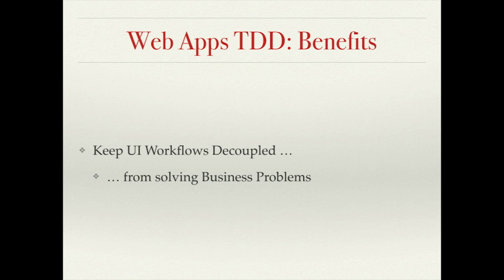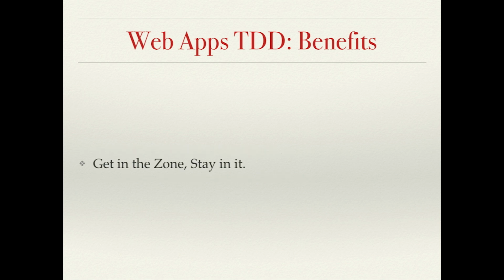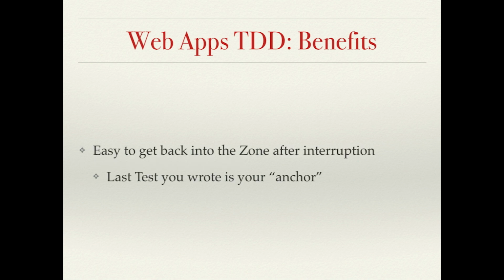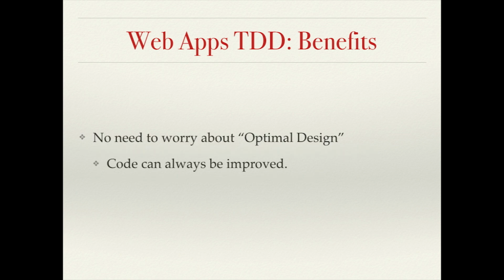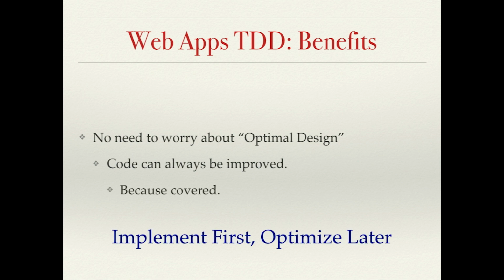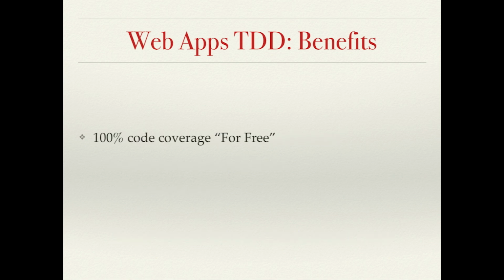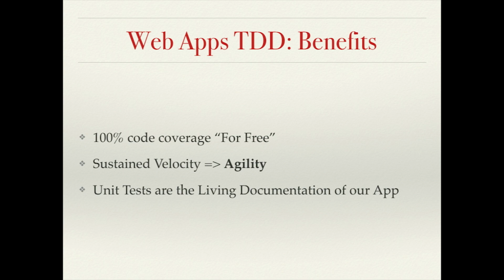All right, so some benefits. You can keep things decoupled. You don't have to worry about your UI when you work on your business logic, or vice versa. You can get in the zone and stay in it. It's a lot easier to stay in the zone when you do test-driven development. And if your boss distracts you, it's a lot easier to get back to it because you can look at your last test. And you don't need to worry about optimal design right away. That's the nice thing about TDD. Everything can be very incremental, right? You just implement first, optimize later. You're not afraid to do it later on because you've got your tests. And you get all these things.